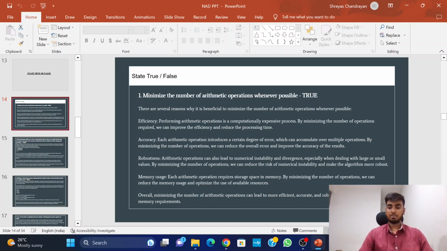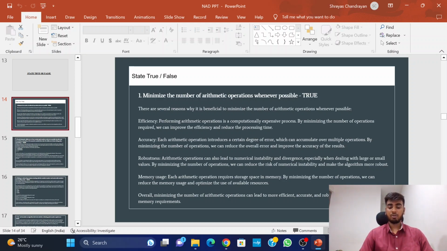By minimizing the number of operations required, we can improve efficiency and reduce the processing time. Second is accuracy. Each arithmetic operation introduces a certain degree of error which can accumulate over multiple operations. By minimizing the number of operations, we can reduce the overall error and improve the accuracy of the result.